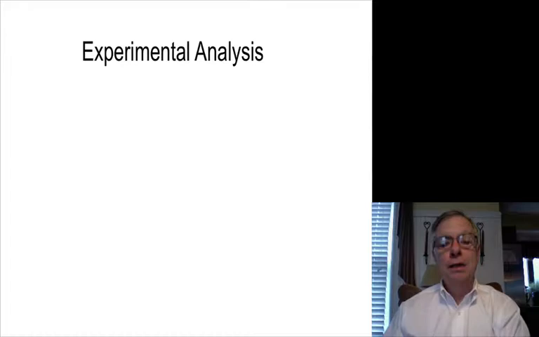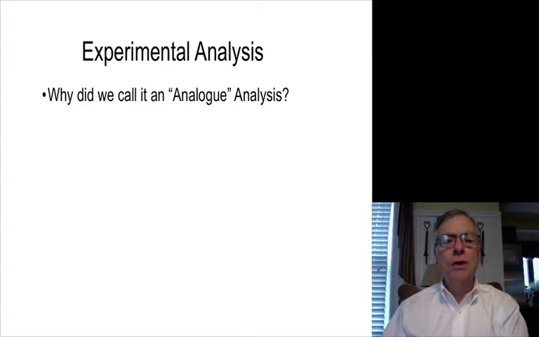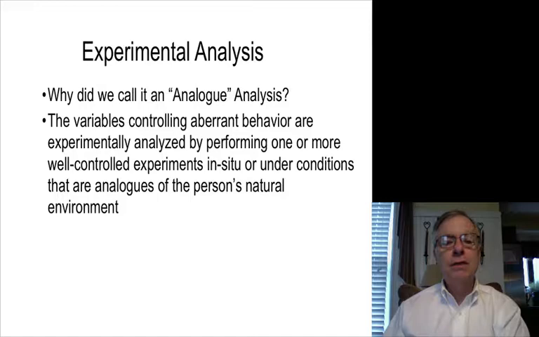So the question is, why do we call it analog? What does the word analog mean? Basically, it means that the variables controlling the aberrant or challenging behavior are experimentally analyzed by performing one or more well-controlled experiments in situ. And in situ means under conditions that are analogous to a person's natural environment.